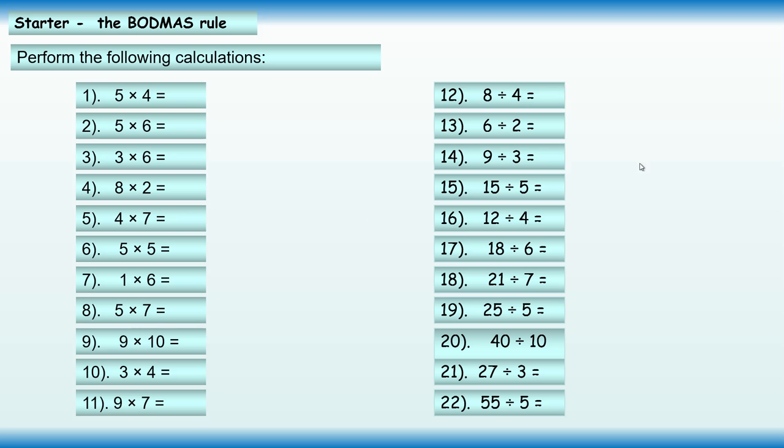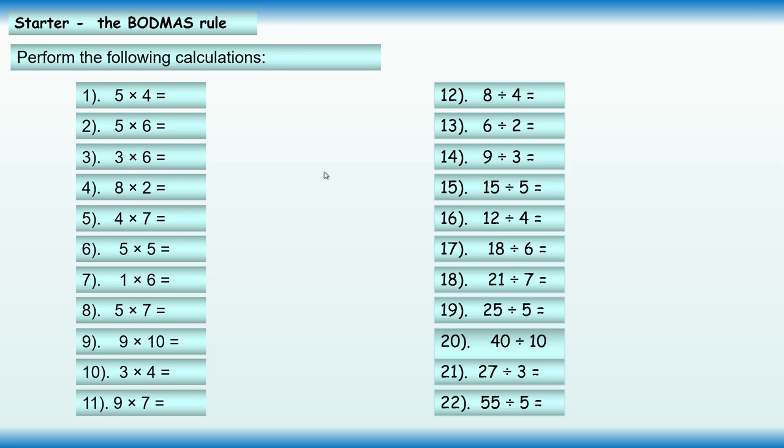Okay, if you've written starter underlined, you've got these 22 questions to do for me. Off you go, quick as you can. Hit pause when you're ready, and we can have a look at the answers then. You can mark in green pen.